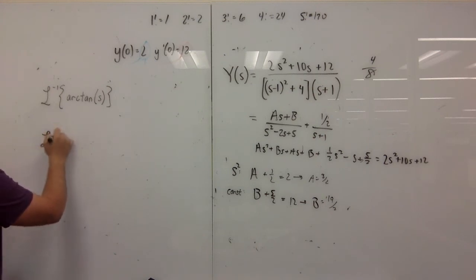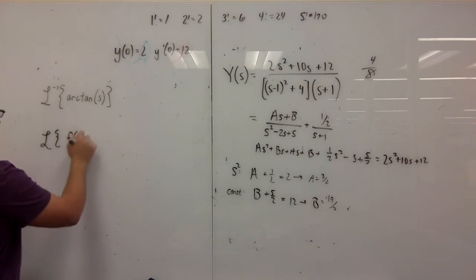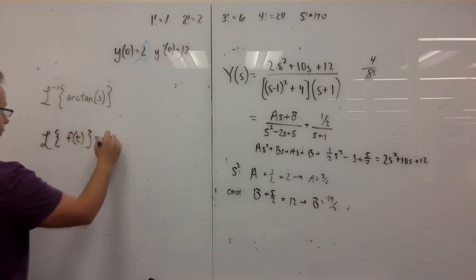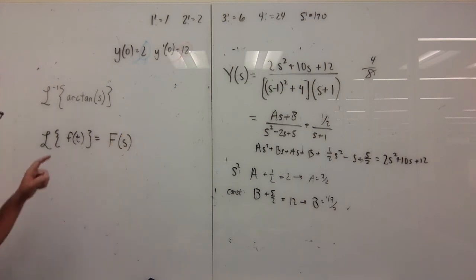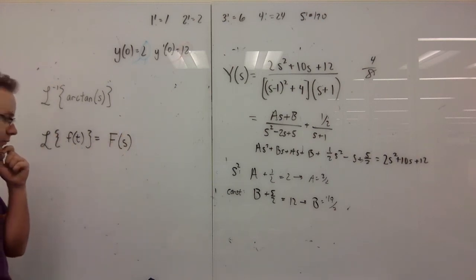This is really hard. So there's some unknown function. The Laplace transform of f of t equals capital F of s. Right? Some unknown function and some unknown Laplace transform.